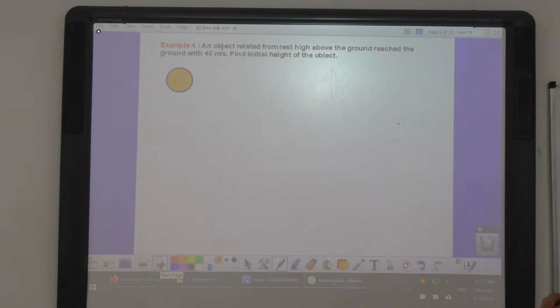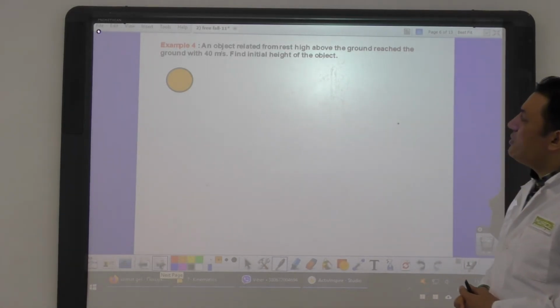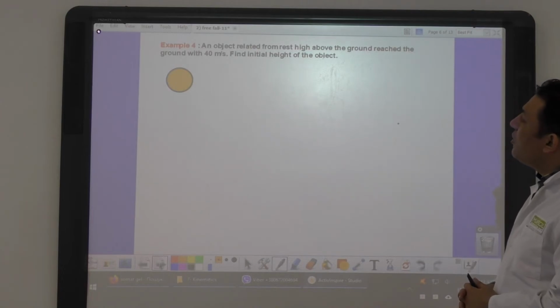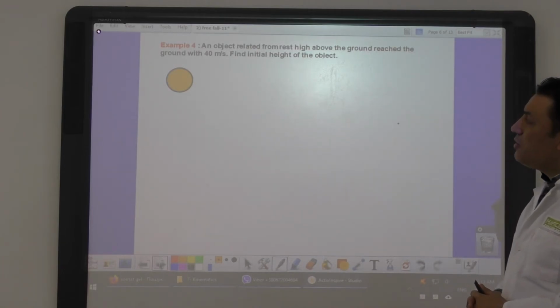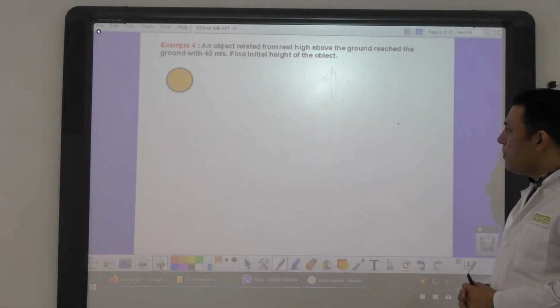And let's just take a look at this problem. This is going to be our last example for this lesson. An object released from rest at some height above the ground reaches the ground with 40 meters per second. Find the initial height of the object.